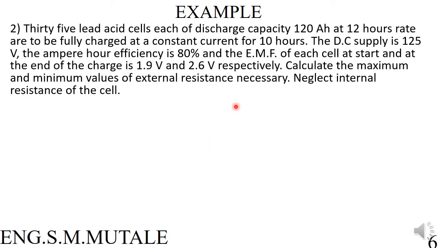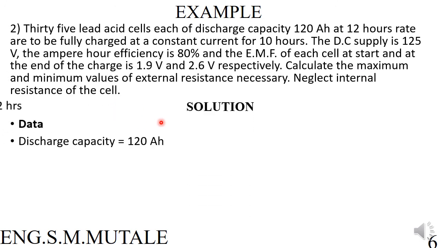We go to example number 2. So 35 lead acid cells, each of discharge capacity 120 ampere hours at the rate of 24 hours, are to be fully charged at a constant current for 10 hours. So the DC supply is that, then the ampere hour efficiency is 80%, and the EMF of each cell at start and at the end. So you've got two EMFs here. You've got 1.9 volts and 2.6 volts. Calculate the maximum and the minimum values of the external resistance necessary, but you need to neglect the resistance of the cell.